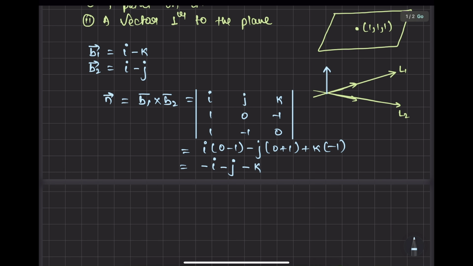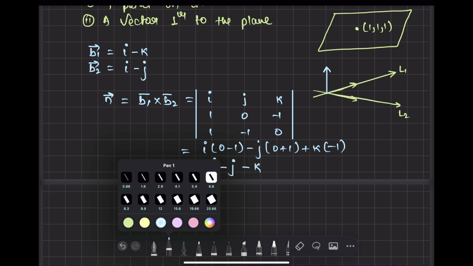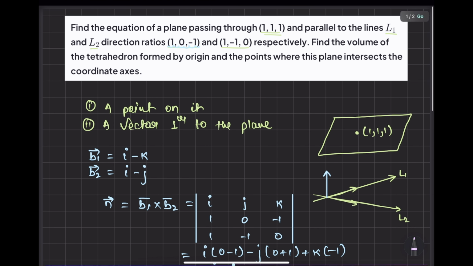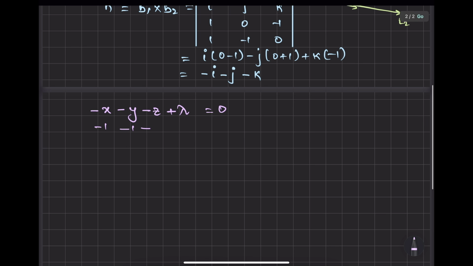Now you know that the normal vector and the coefficients of x, y, z in the plane will be the same. So can I say that our equation of plane will look like this? We will have minus x minus y minus z plus lambda. And how will we find the value of lambda? By substituting the point 1, 1, 1. So it is minus 1 minus 1 minus 1 plus lambda. So the value of lambda becomes 3. Now you can update the equation. So it is minus x minus y minus z plus 3 equals 0.